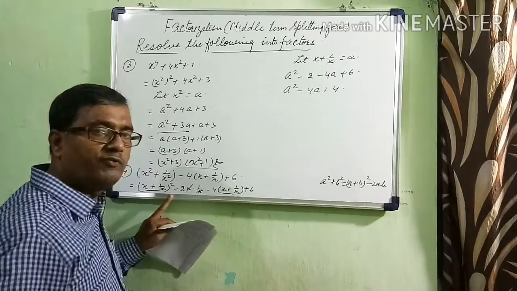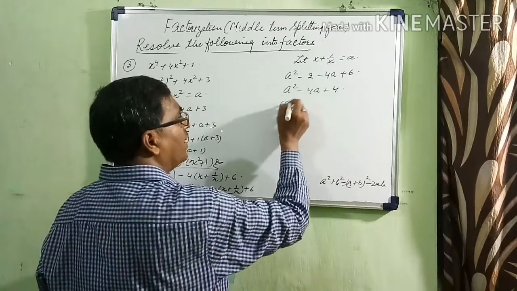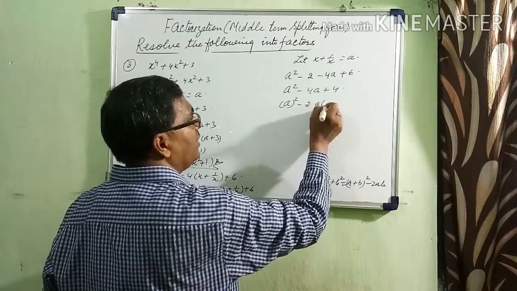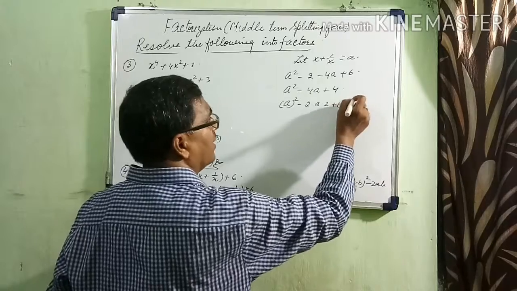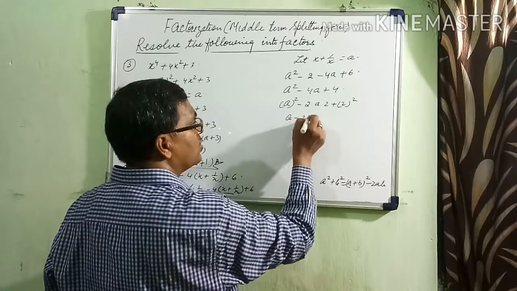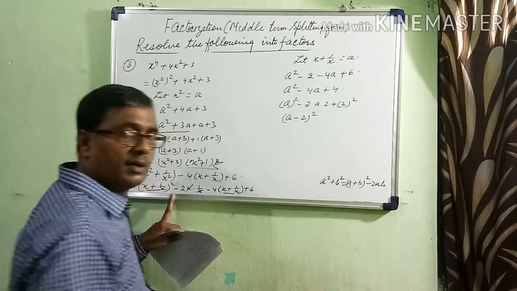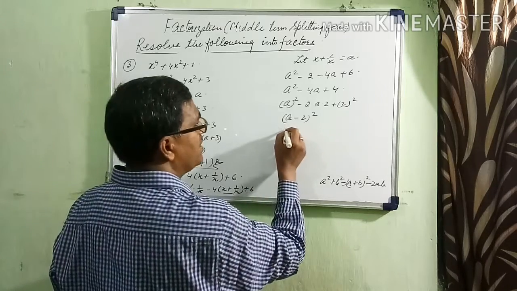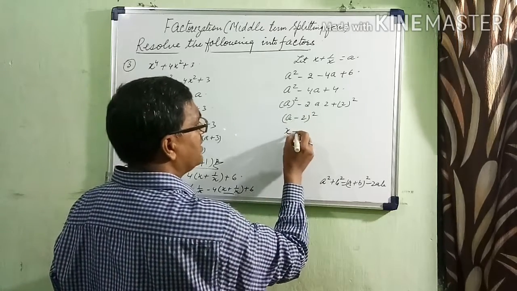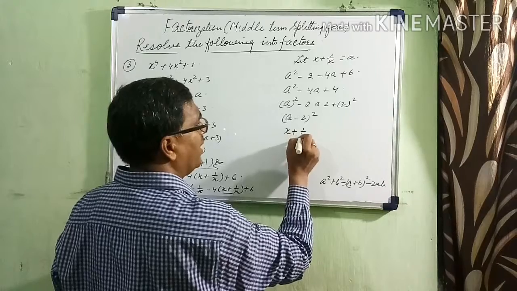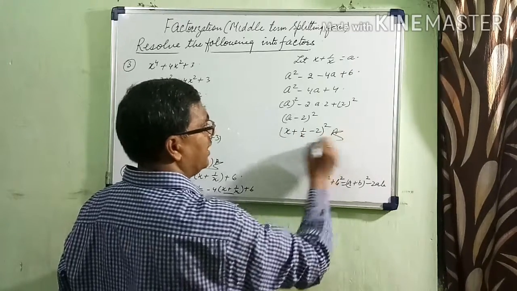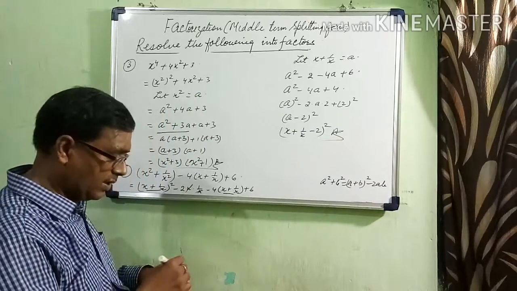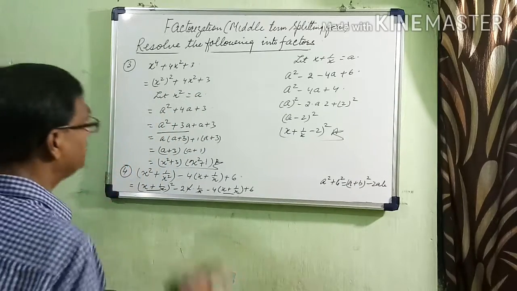It is in an identity form. How? A square minus 2 into a into 2 plus 2 square, and that will be a minus 2 whole square. And a minus 2 whole square means, substitute the value of a, x plus 1 by x minus 2 the whole square. That is the answer. Now let us take another one.